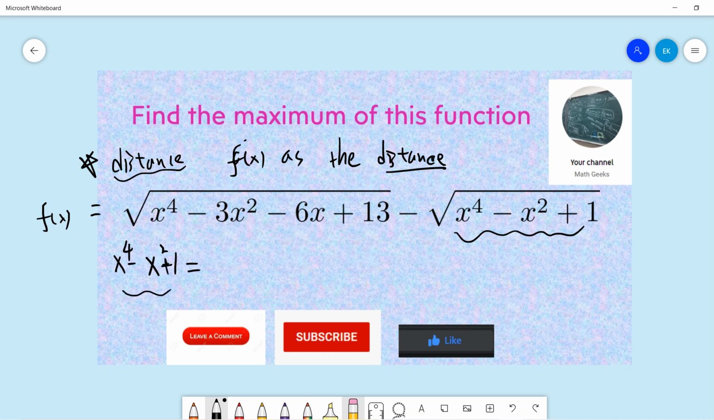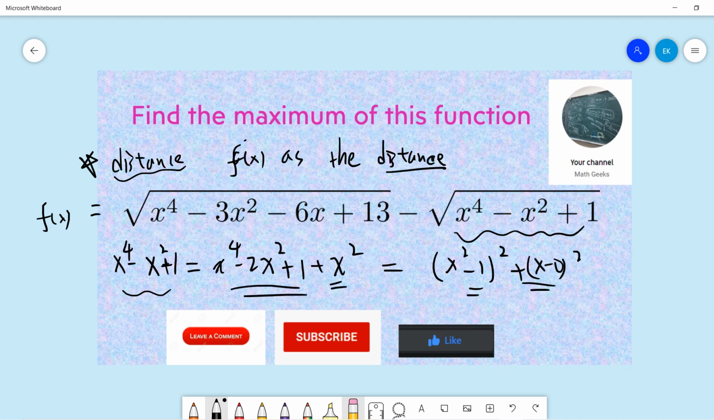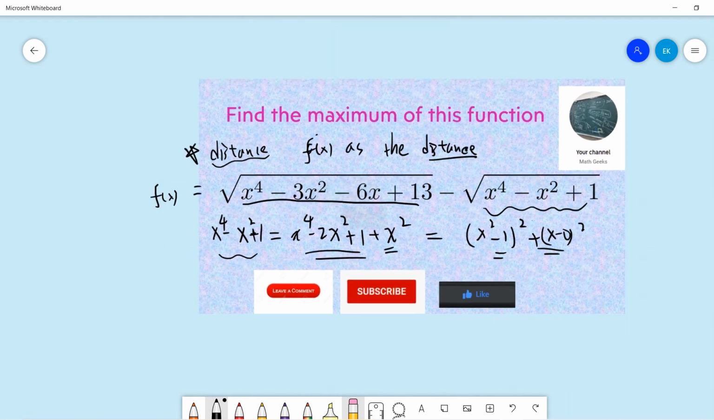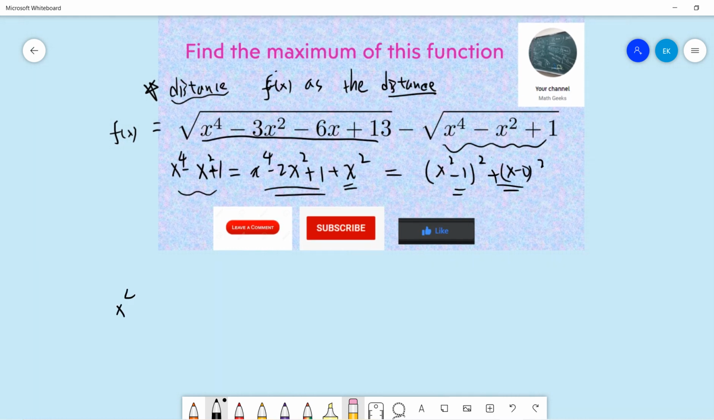So what do I want to write? My instinct tells me that I should write it as x squared minus 1 squared plus x minus 0 squared. Ideally we hope to write the first part as the same kind of thing as the second part. This is just some instinct, and we need to try. So let's focus on the second part.